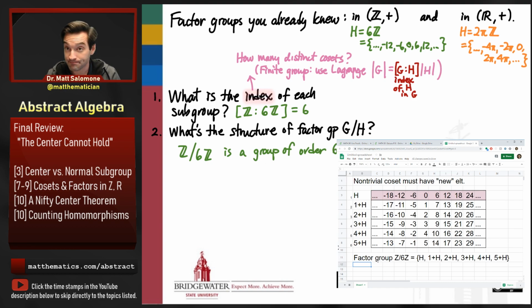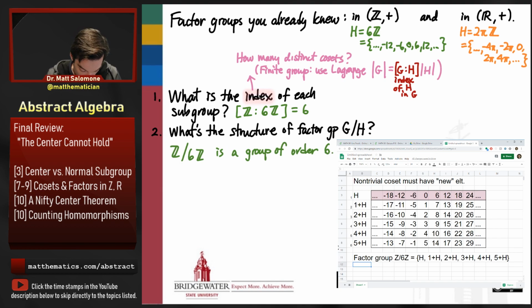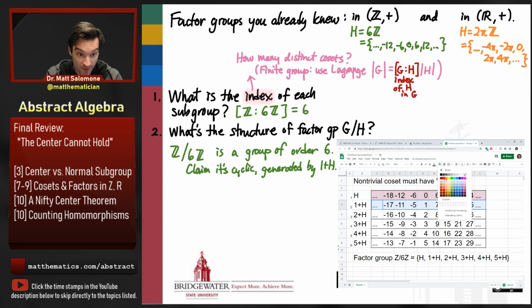Well, what is its structure? To figure out its structure, I'm going to claim, and then argue for why, this group is actually a cyclic group. I'm going to claim that it's cyclic, and that it's generated by 1 plus H. So why should I expect that 1 plus H, an element that is a coset of the original group of integers but is an element in my factor group, is going to generate my entire factor group?